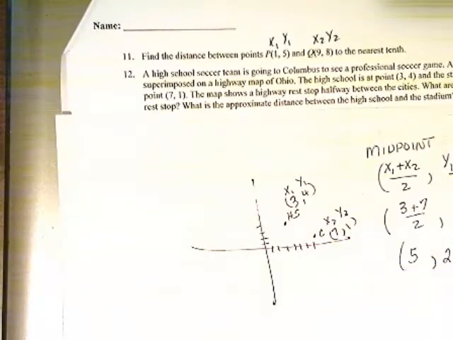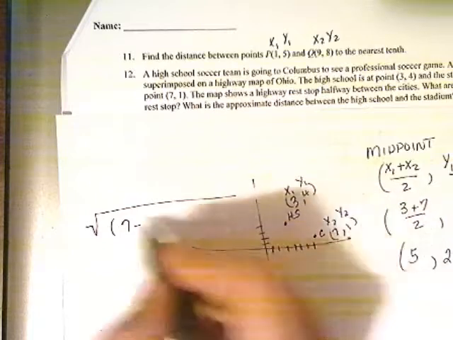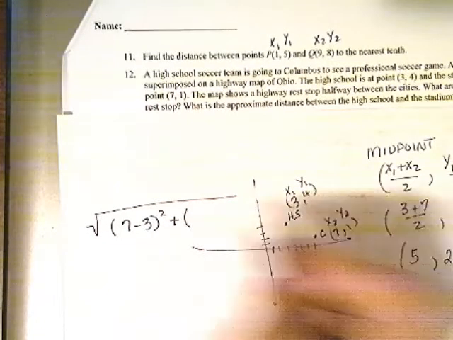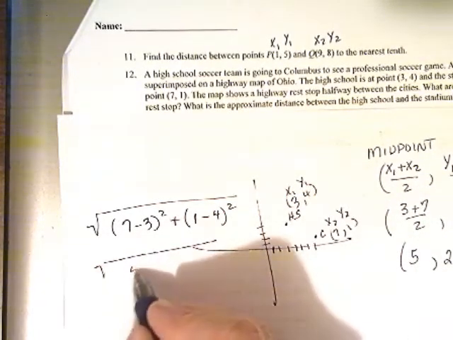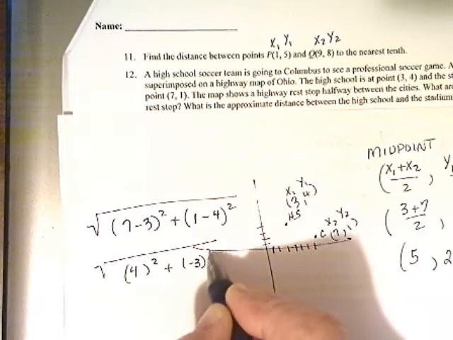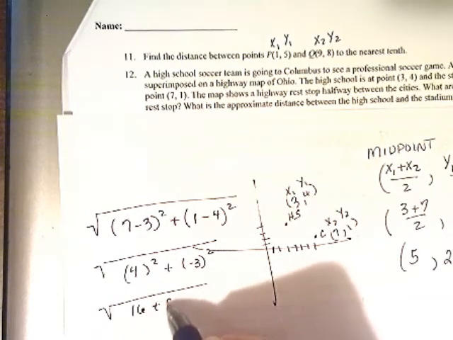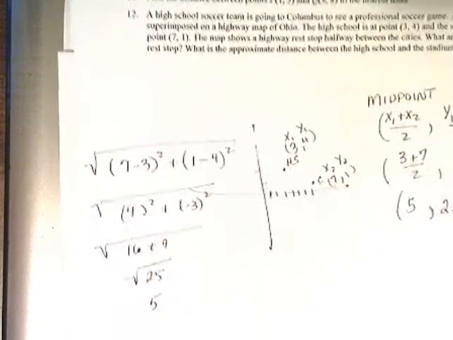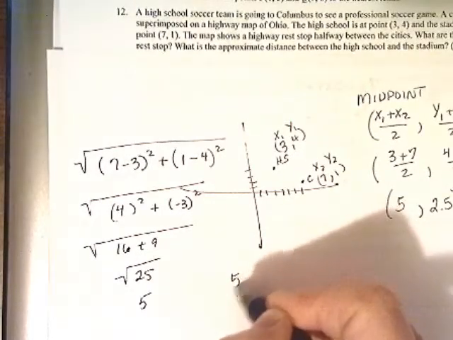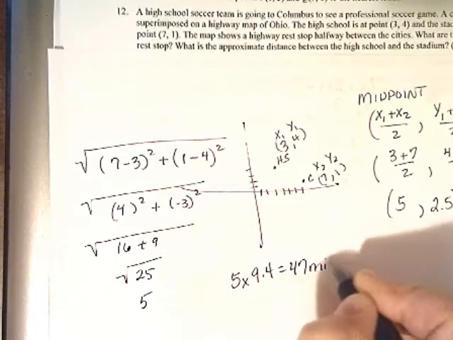The distance formula tells me to use x sub 2 minus x sub 1 all squared plus y sub 2 minus y sub 1 all squared. That's the square root of 4 squared plus negative 3 squared. That's the square root of 16 plus 9. That's the square root of 25, which is 5. Now, one unit on this map is 9.4 miles. So 5 times 9.4 is 47 miles.